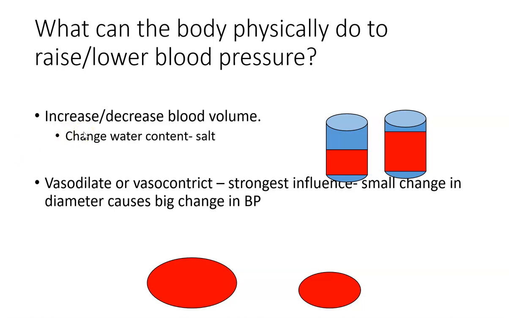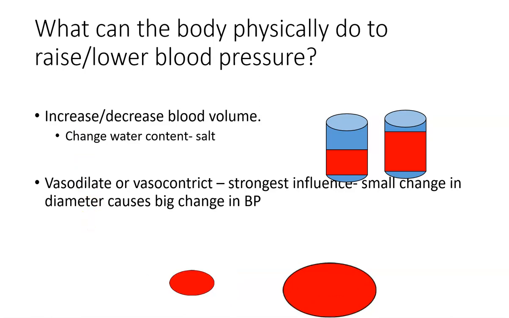So we can increase or decrease blood volume. That can be done by changing water. That can also be done by the heart beating faster to get more blood out. We can also vasoconstrict or vasodilate to change pressure. And that's just showing you that.